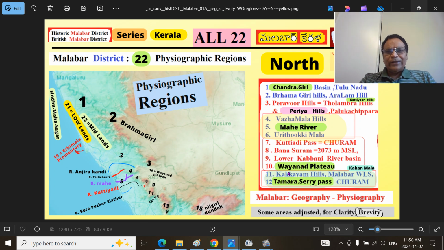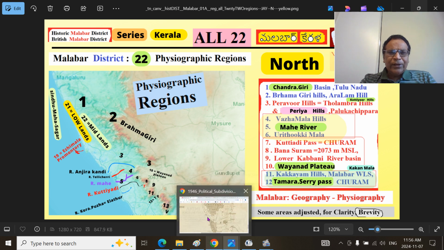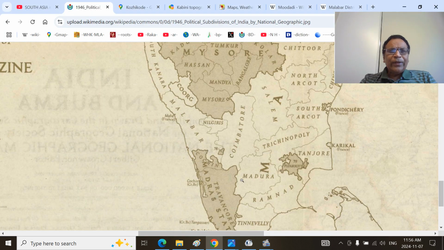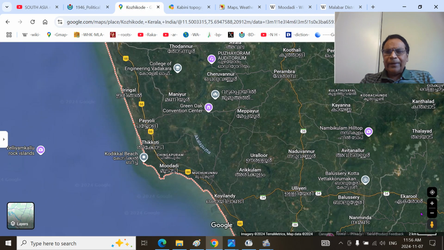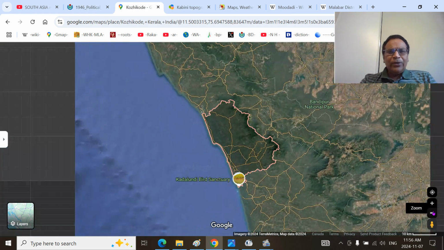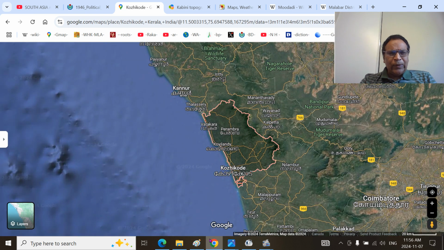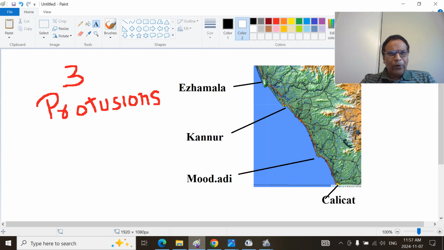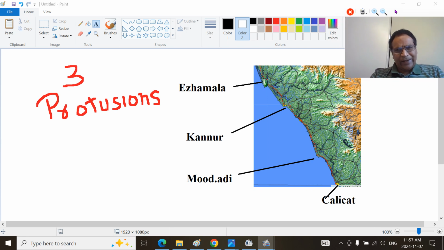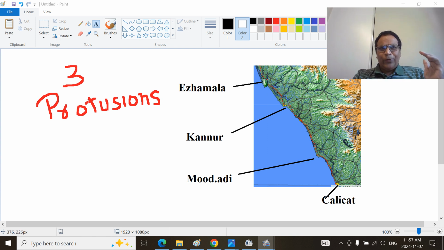So we'll see these things in detail. This is the historic Malabar district we have seen. Before you look at it, just keep in mind the three prominent protrusions in this area, because we may be looking at certain maps that may not have names, so that based upon that you can conceptualize the region. I have put these three protrusions.